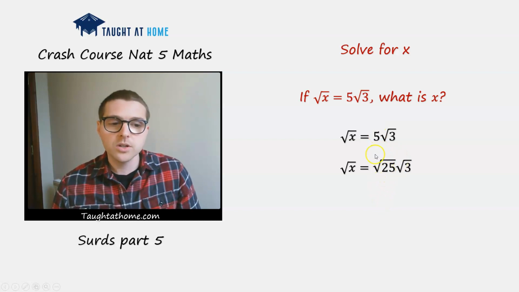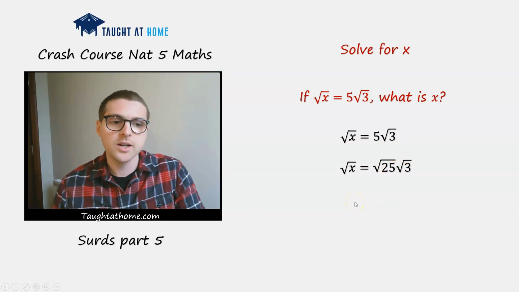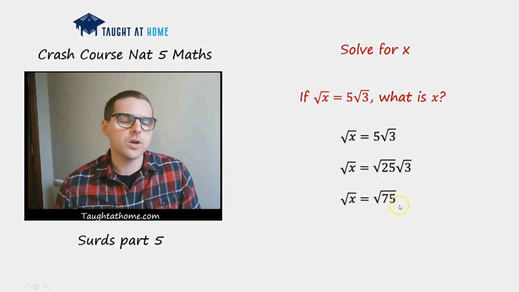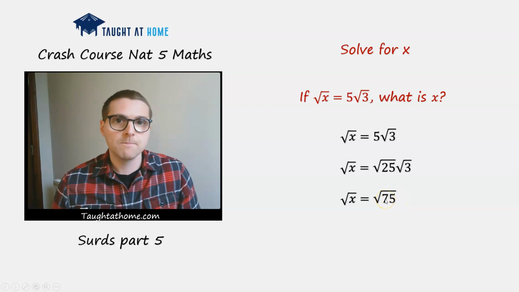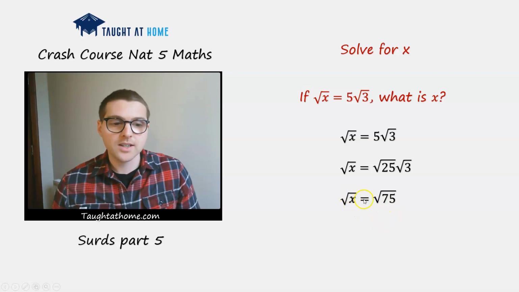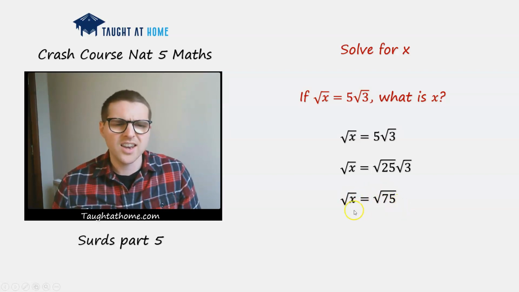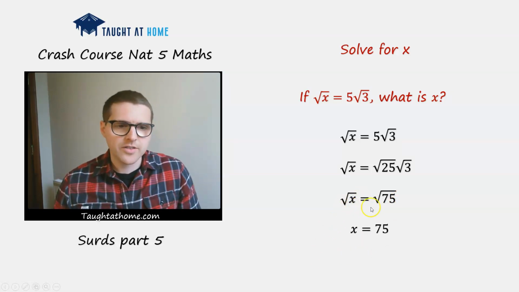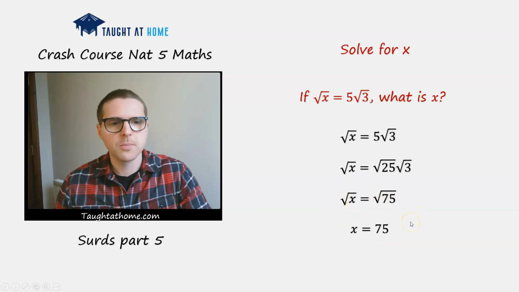What we can do now is use our understanding of multiplying surds to find out what this right hand side is. 25 times 3, that's the same thing as the square root of 75. Now we're going to compare the left hand side with the right hand side. If the square root of x equals the square root of 75, then x must be 75. Hopefully you see that: you square root both sides and you get the same answer. Okay, so this is the technique.